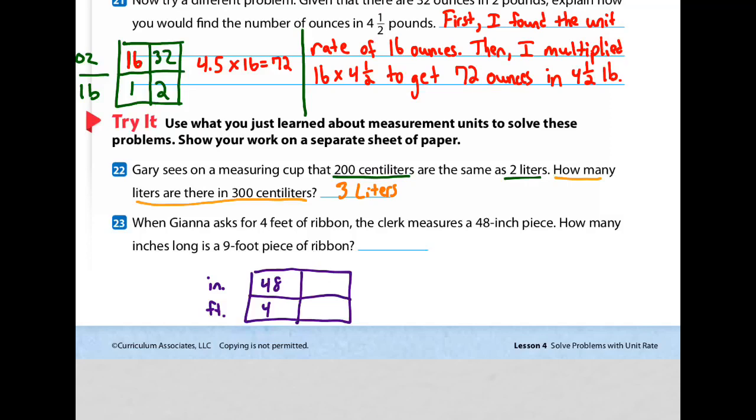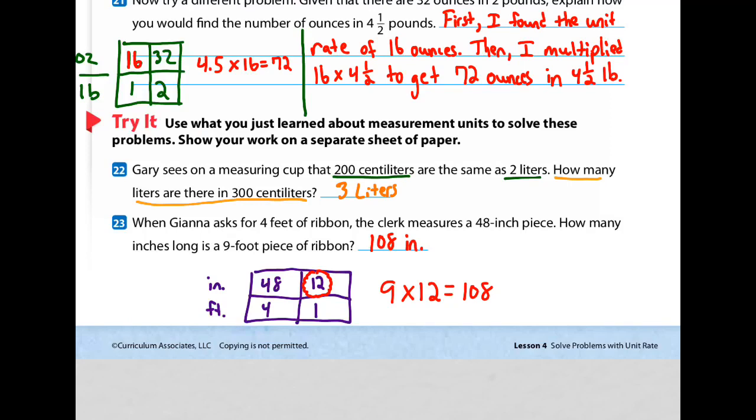So what I'm going to do first is find the unit rate. Remember, if you just divide 48 by 4, you get the unit rate. So 48 divided by 4 is 12. So let me write the rate down first. There's 12 inches in 1 foot. Now remember, the key is the 12 inches. All right, so now the question says how many inches long is a 9-foot piece of ribbon? So I just have to take 9 and multiply it by the unit rate of 12, and I get my answer of 108. So the answer is 108 inches.